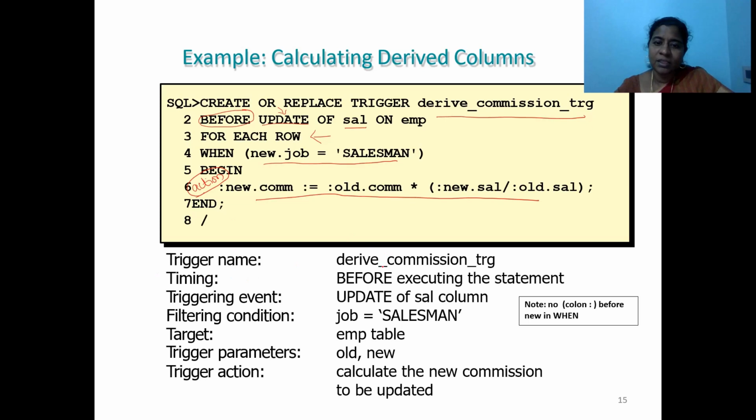So trigger name is derive commission trigger, timing is before, triggering event is update, filtering condition is salesman. Whenever the job is equal to salesman, these changes will be applied. And the target is employee table. The trigger parameters are old and new. Triggering action is, for each row which satisfies the condition job is equal to salesman, you have to calculate the new commission.